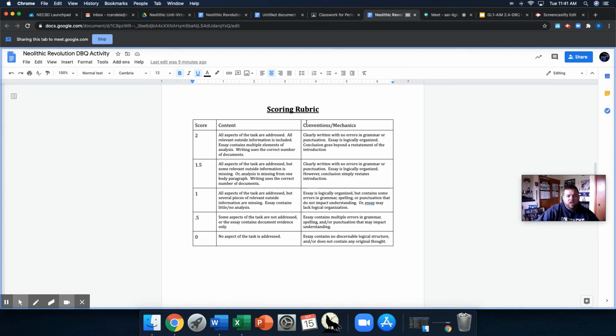So if you look, you'll be scored anywhere from 0 to 2, including half points, on how well you cover all the content that you should. So in order to get a score of 2, all aspects of the task are addressed in your essay, all relevant outside information is included, and the essay contains multiple elements of analysis. Writing uses the correct number of documents. So in order to score 2, we need all of those things in our essay.